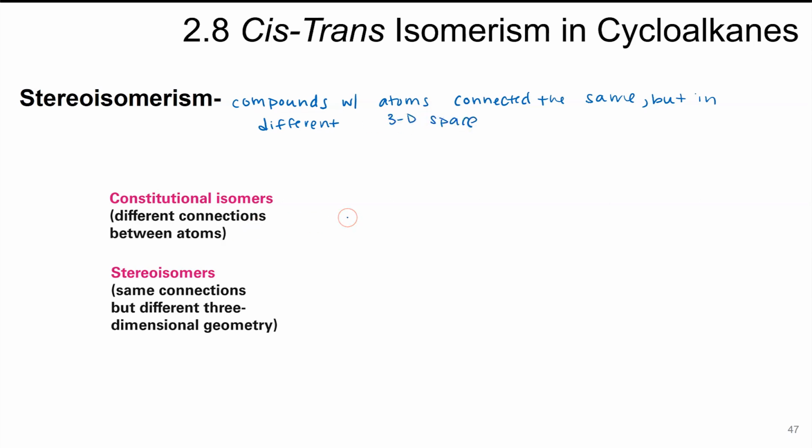A constitutional isomer has the same formula but is connected differently. One example would be this structure versus this one. Both have 4 carbons. One is linear, the other is branched. And what we saw with the stereoisomers of the cyclopropane, one had the 2 groups sticking out of the top, and one had the groups on opposite sides of each other. These are stereoisomers of each other.